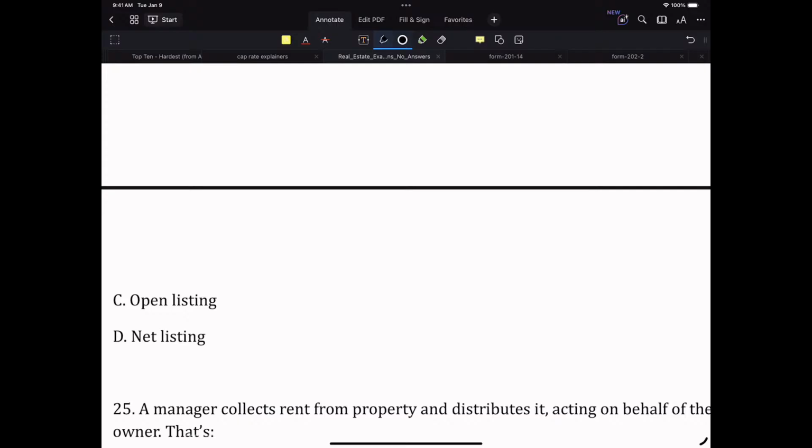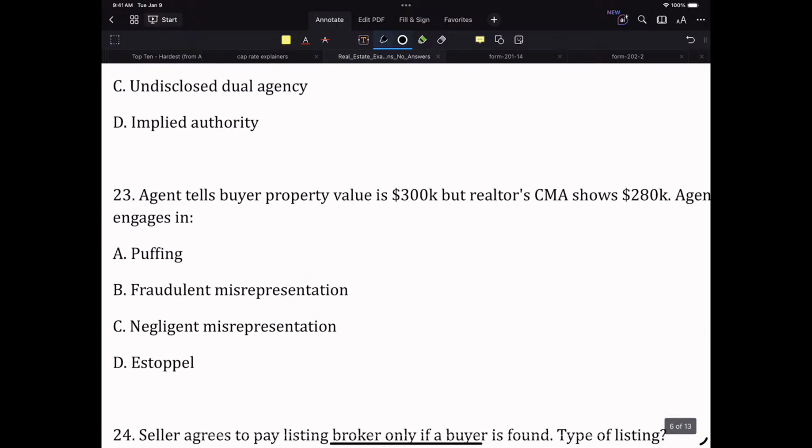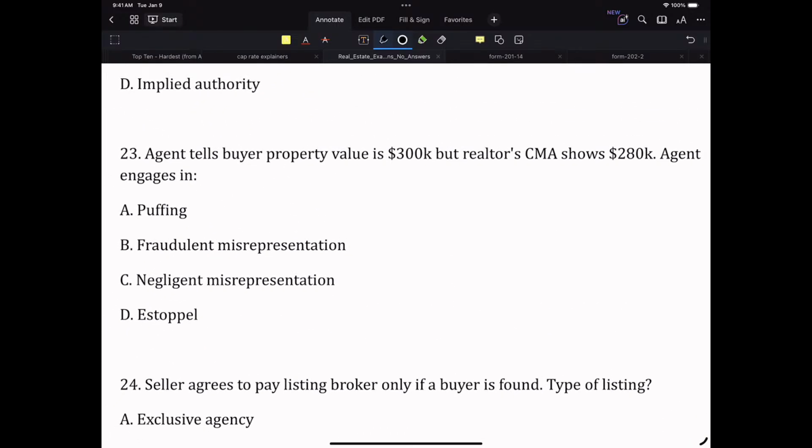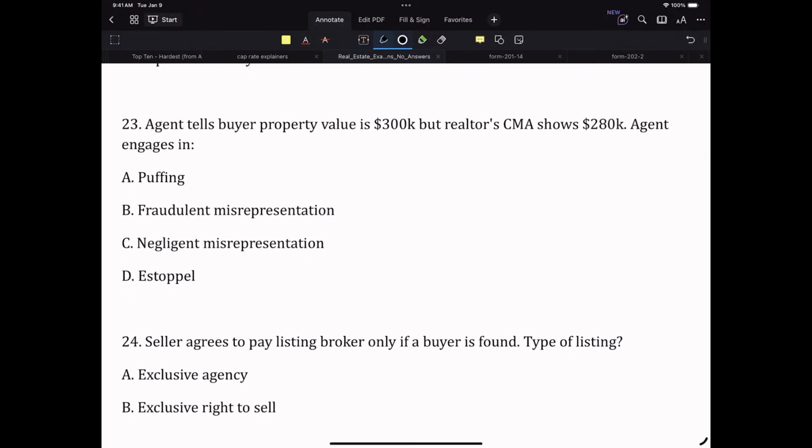All right, let's roll. How about this one? An agent tells a buyer the property value is $300,000, but the realtor CMA shows $280,000. The agent has engaged in what? Ooh. The agent tells the buyer the property value is $300,000, but the realtor CMA shows $280,000. Ooh, the agent engages in what?